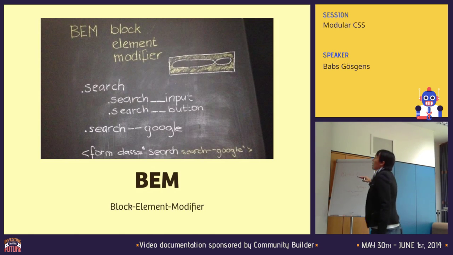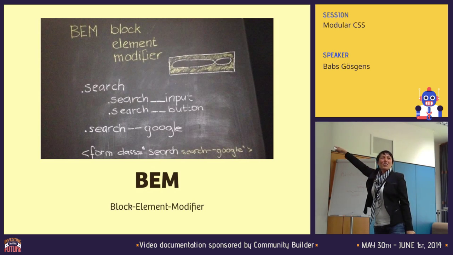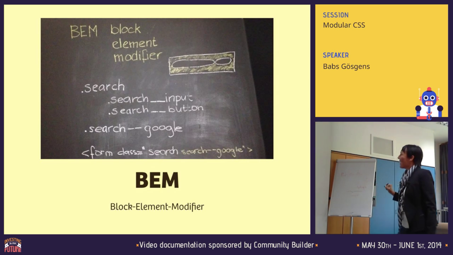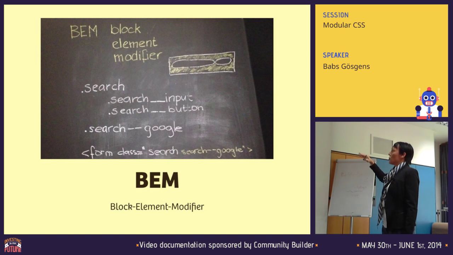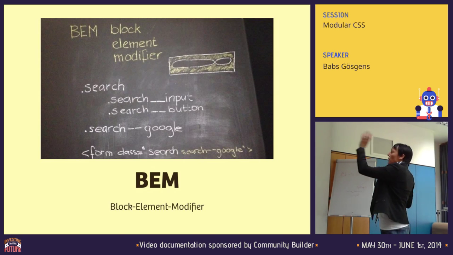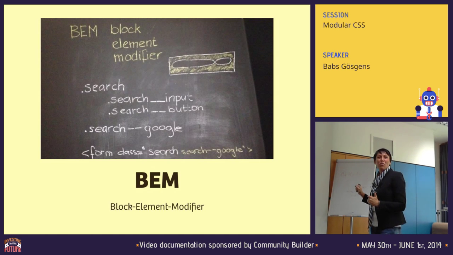So what have they done? They are sort of namespacing each block on the top level. For instance, that little drawing there is a search box. Okay, it's not a bang upside down, it's a search box. So the top level would be search, and then this particular block would have two child elements, search__input and search__button. So they separate the block from the child by two underscores. Ugly, right? When I first saw it, I said, wow, that's ugly.